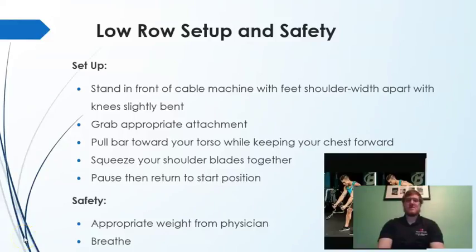Low row setup and safety. Setup. Stand in front of the cable machine with your feet shoulder width apart and knees slightly bent. Please grab the appropriate attachment. Pull the bar towards your torso while keeping your chest forward. Squeeze your shoulder blades together. Pause, then return to the start position. Safety. Appropriate weight from your physician. Breathe. Slow and controlled movements.